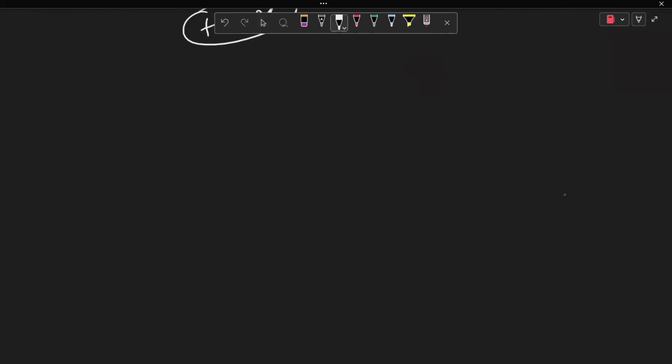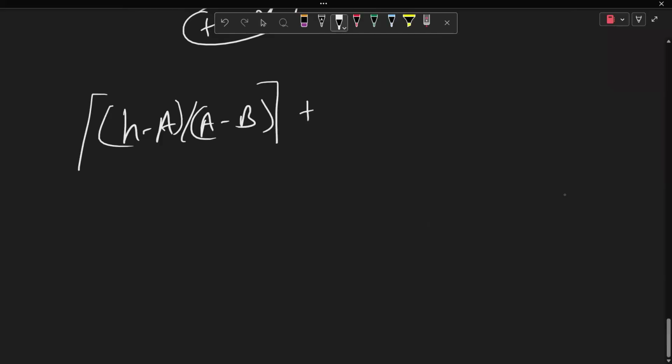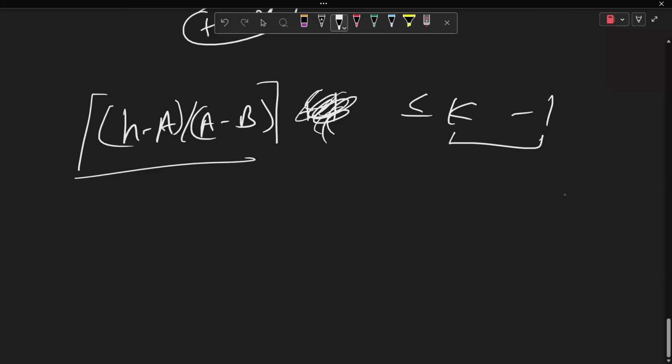So what was the condition for a and b to be valid? The ceil of this plus 1 should be less than or equal to k. Or I'm just changing it a little bit: we can take the plus 1 to that side. So we are saying that in k minus 1 seconds, if we can reach a height of h minus a, then it is valid. So what is the maximum b that satisfies it?